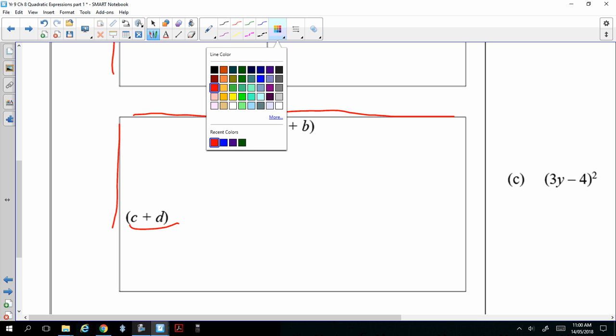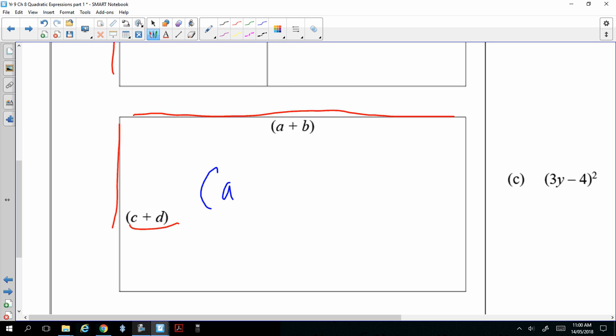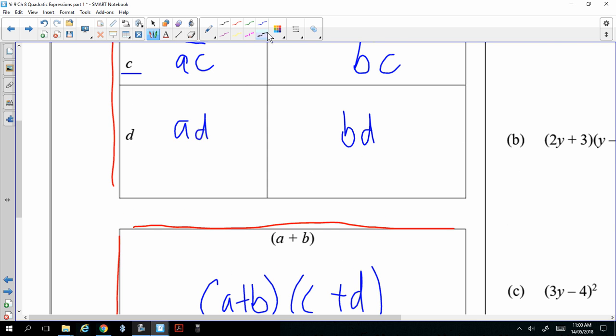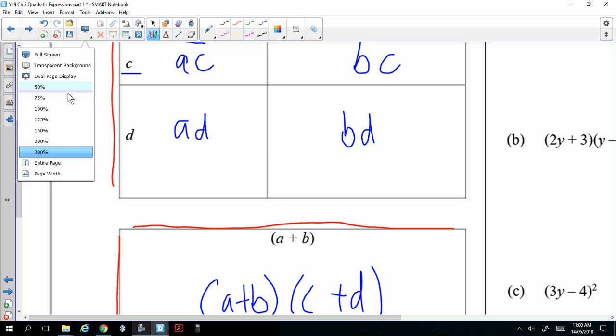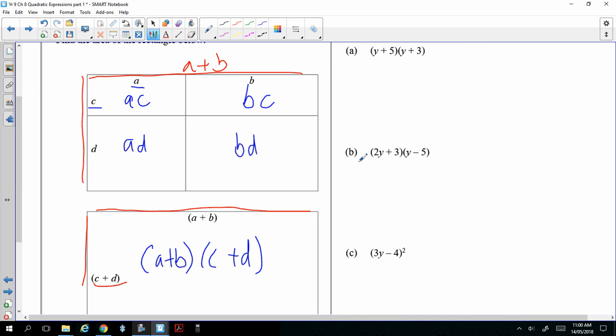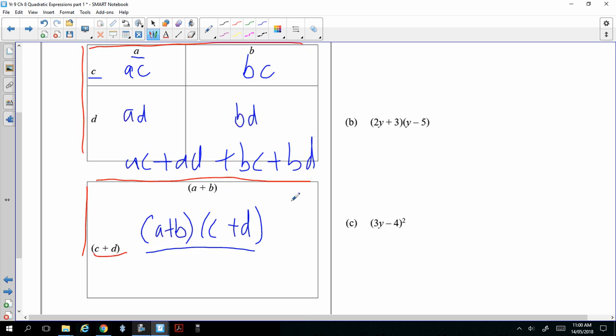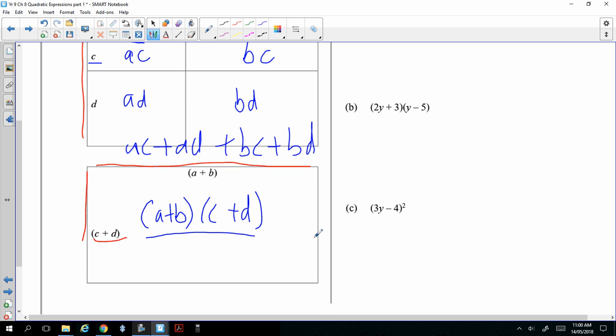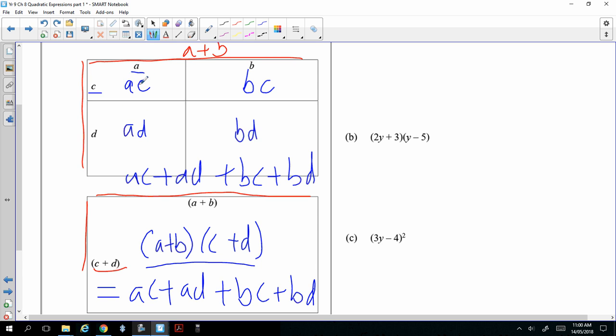So the area of this rectangle can also be calculated by A plus B times C plus D. But now we have an expression for this. Let me make this screen a bit larger. So that means this expansion can be written as AC plus AD plus BC plus BD, isn't it? So the area of this rectangle can be written as AC plus AD plus BC plus BD, like we did on the top, right?